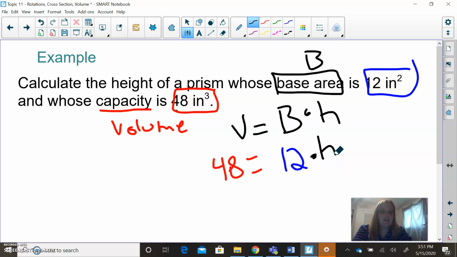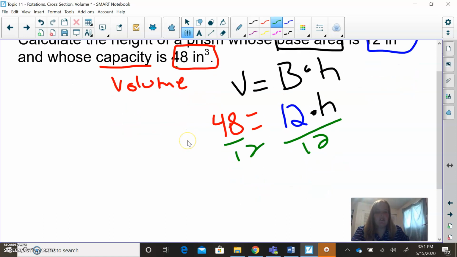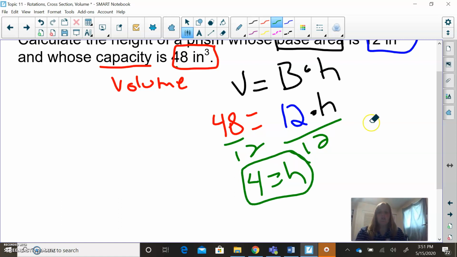Now, we just got to solve for H, okay? And 12 times H, that's multiplication, so the opposite of multiplication is division, so we're going to divide both sides by 12. 48 divided by 12 is 4, so 4 equals H. Our height is H, okay? Our height is 4, I'm sorry. Alright guys, so that's our last volume example.